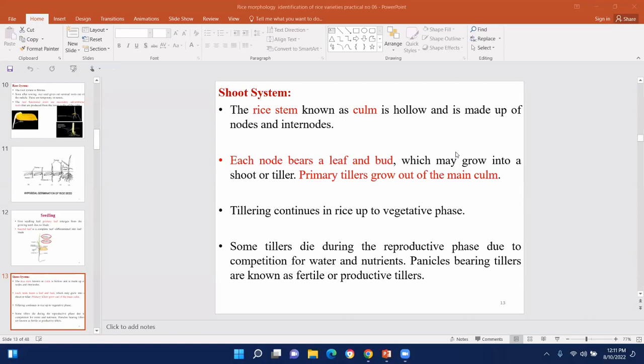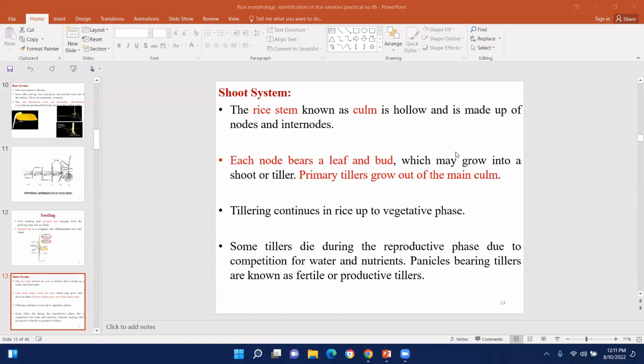Some tillers die during their reproductive phase due to competition for water and nutrition. Panicle bearing tillers are known as the fertile or reproductive tillers. Already there are a lot of tillers that will develop. Then some tillers will die during the reproductive stage because of the competition for nutrition and water. Then from the tillers, the panicle will develop.